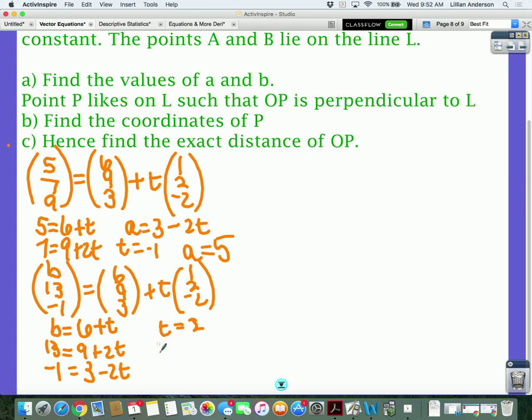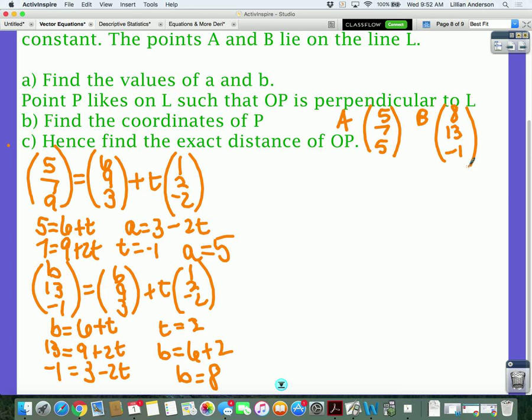So when you go to plug in, b equals 6 plus 2, which is 8, which you guys got. Okay? So a equals 5, b equals 8. So then in the points that were up there, you basically have your 2 points, okay? So A would have been 5, 7, and 5, and then B would have been 8, 13, and -1, right?